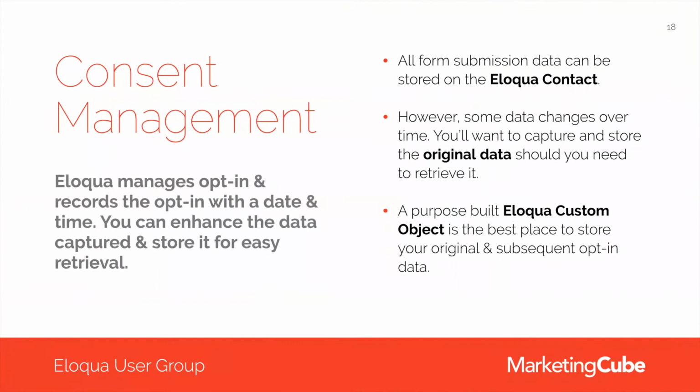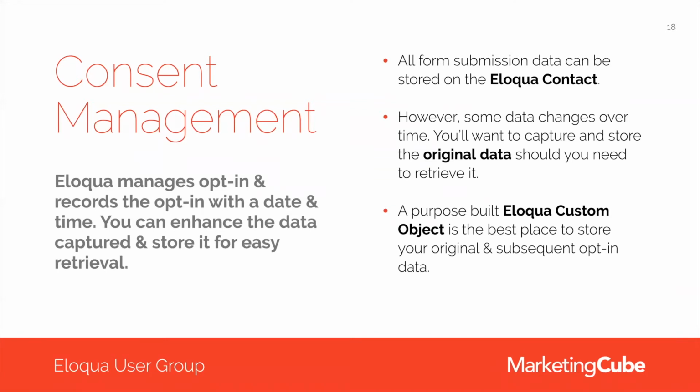So a couple of things to look at in relation to the way Eloqua manages this content for you. All form submission data that comes into Eloqua is essentially stored on the contact. In some cases, you may push some off to your custom object, but largely it will go onto the Eloqua contact. The key thing to understand though is the contact is very much a one-to-one relationship. And so over time, that data will change.